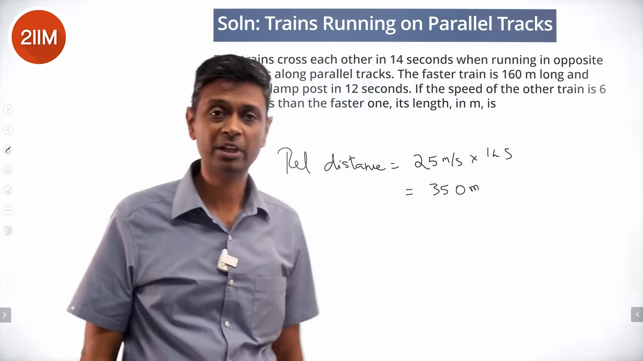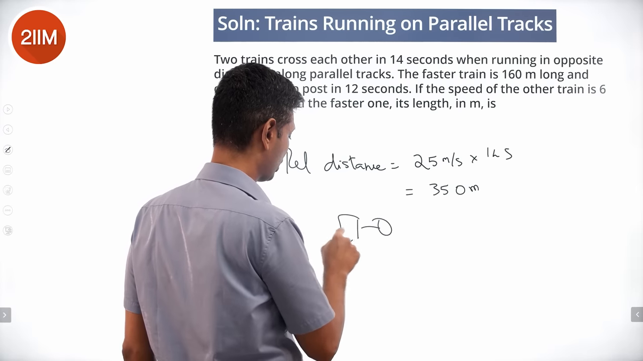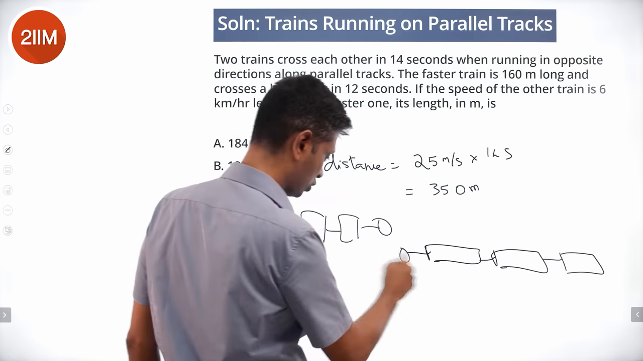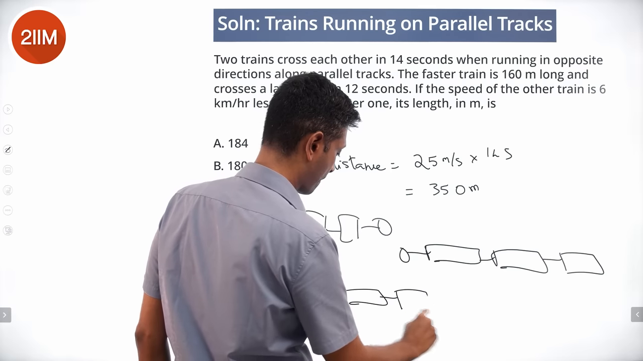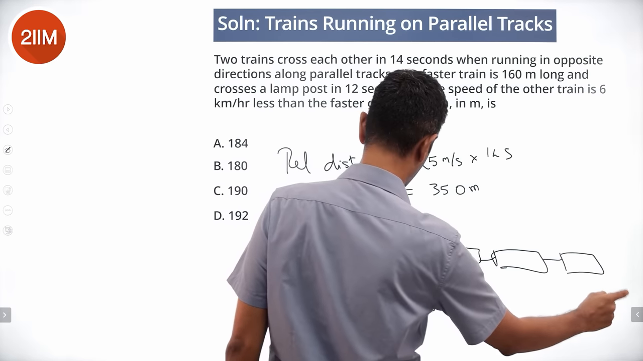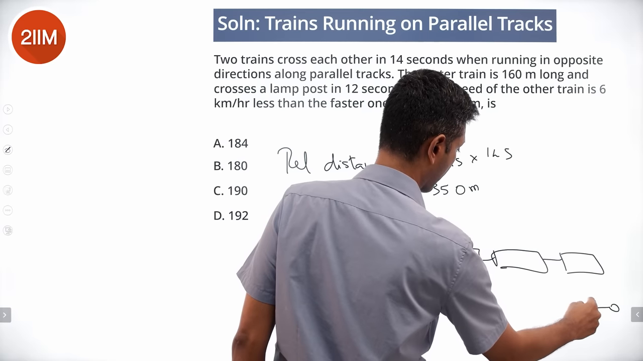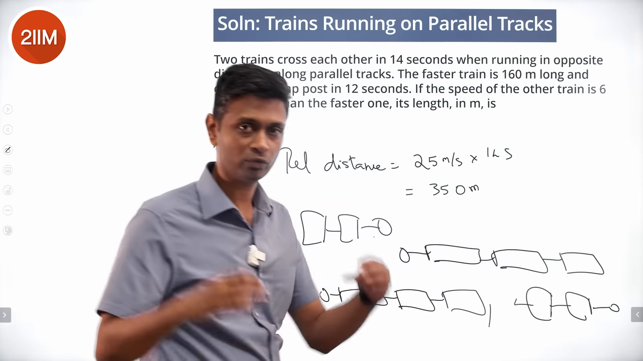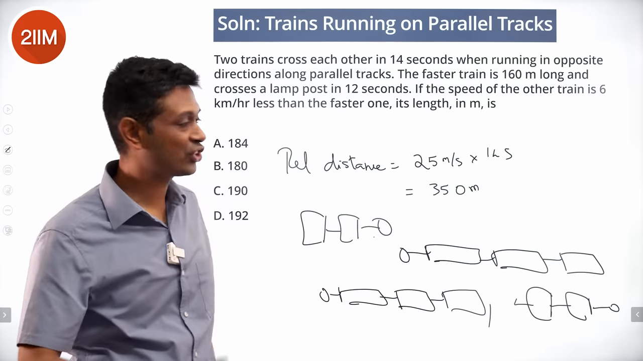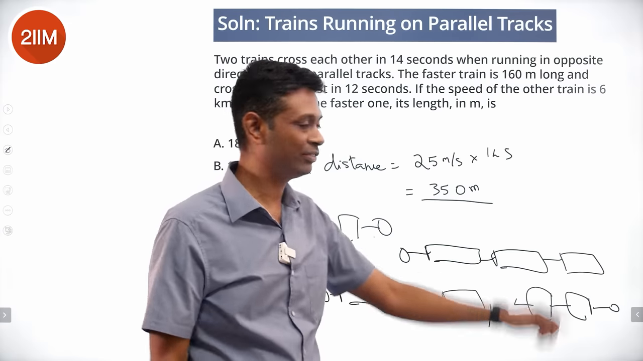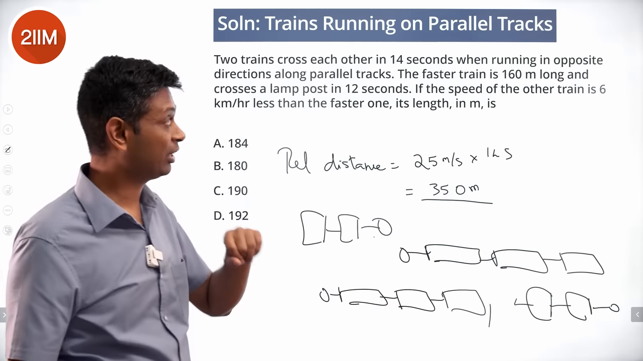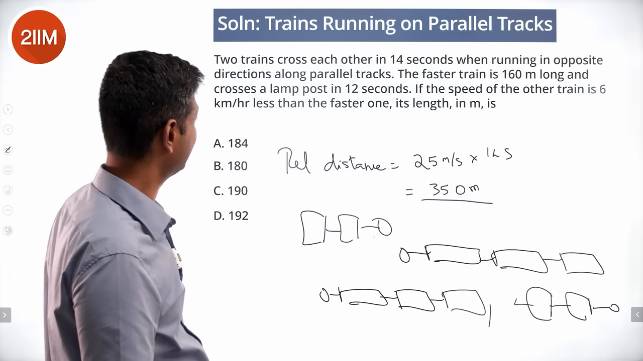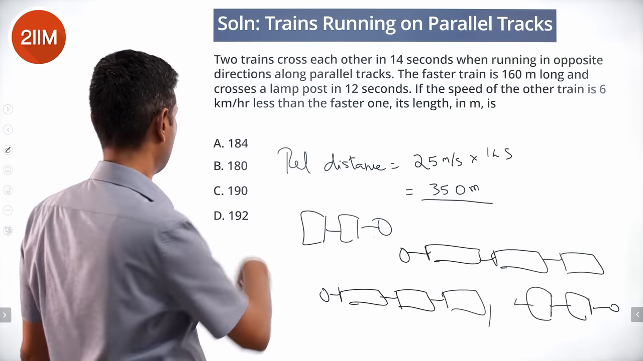The first train is 160 meters long. They're crossing each other like this. This should have crossed over to this point, the exact same point. So from a point like this, they've crossed over like this. The relative distance is the sum of the lengths of the two trains. This is 350 in total. One train is 160 meters long, so the other one's length is the remaining 190 meters.